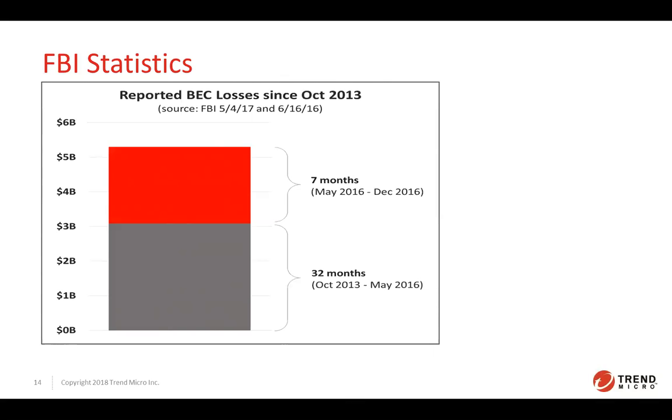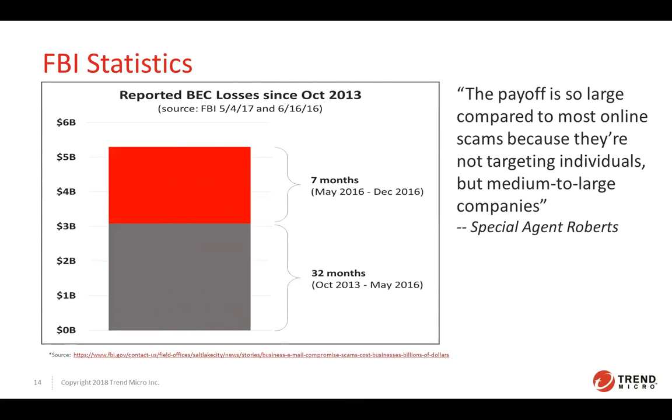Part of the reason why is if you look at the FBI statistics, the average amount of a business email compromise loss is about $140,000. Compared to ransomware, where it's maybe $5,000. If my ROI is $140,000 versus $5,000, what am I going to do? I'm going to do the business email compromise. And you can see here Special Agent Roberts from the FBI said the payoff is so large compared to most online scams because they're not targeting individuals, but medium to large companies.